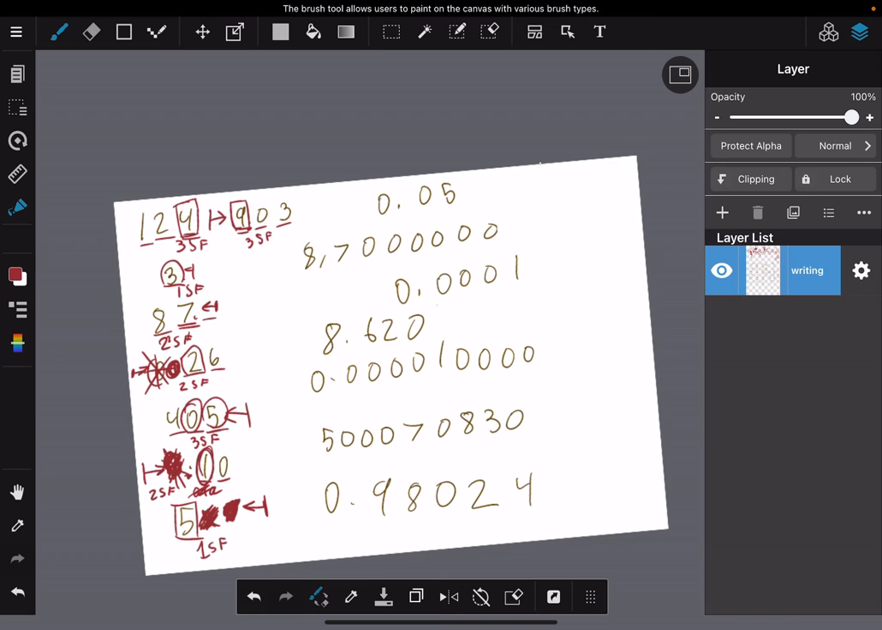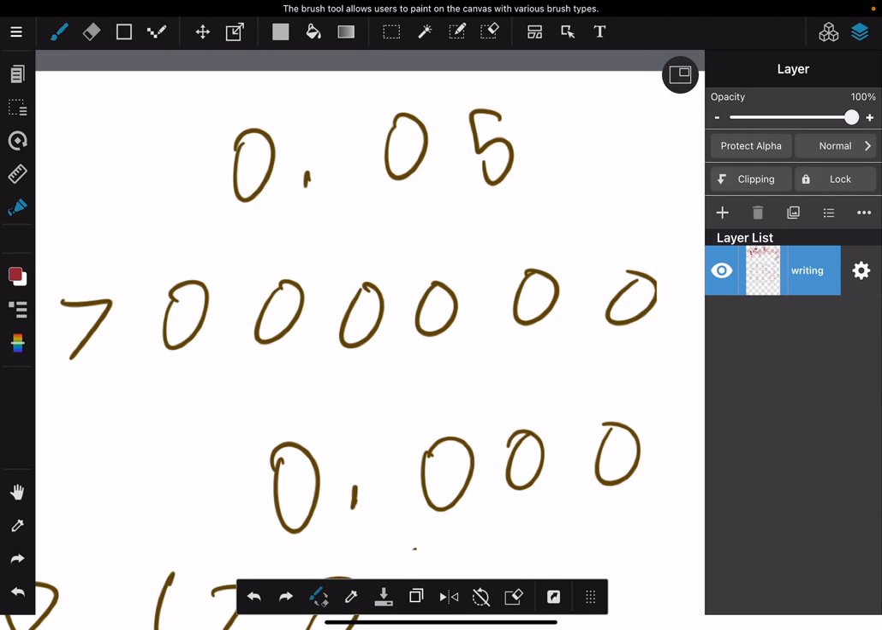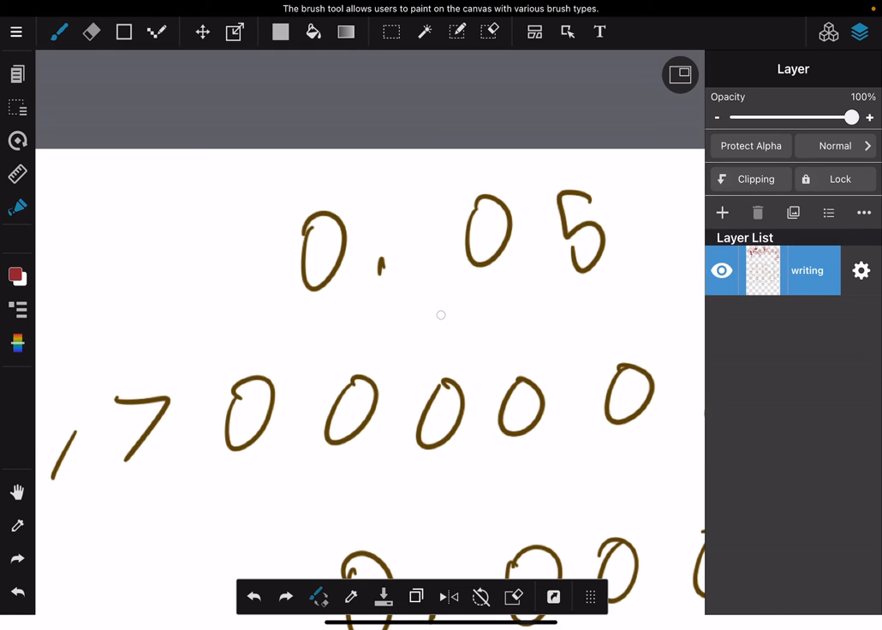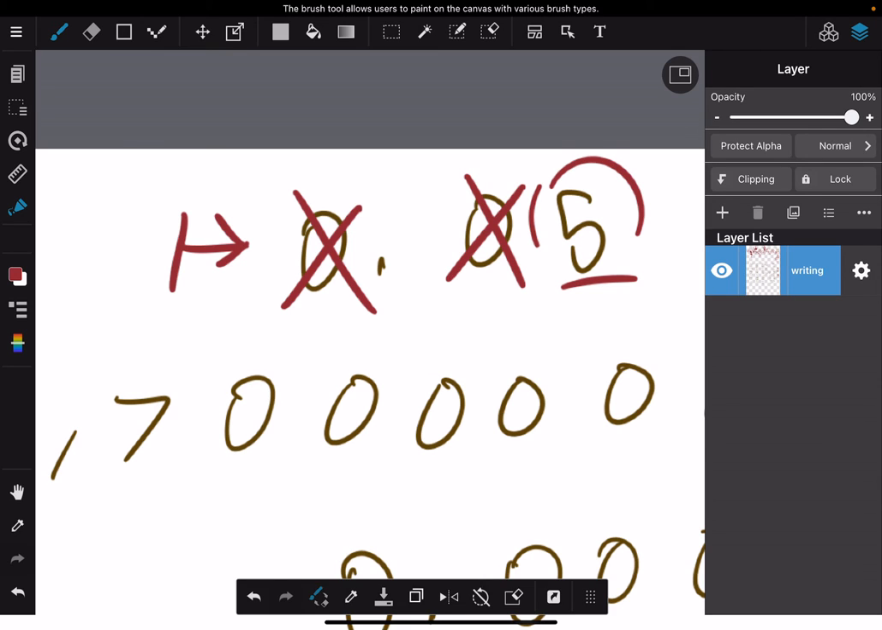Now we get to tackle this side with all the giant numbers. All the same rules apply. This number has a decimal, so we're going to attack it from the left. We're going to kill this guy, we're going to kill this guy, and this guy is our first non-zero digit. It's also the only digit, so this number has 1 significant figure.